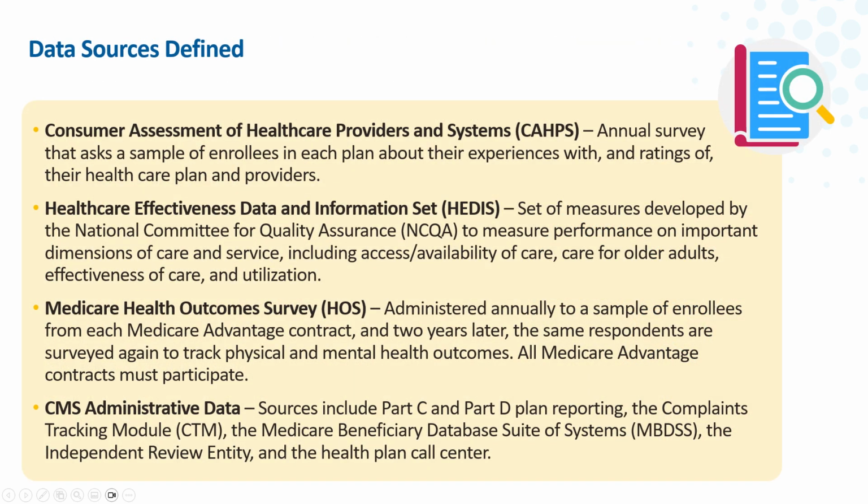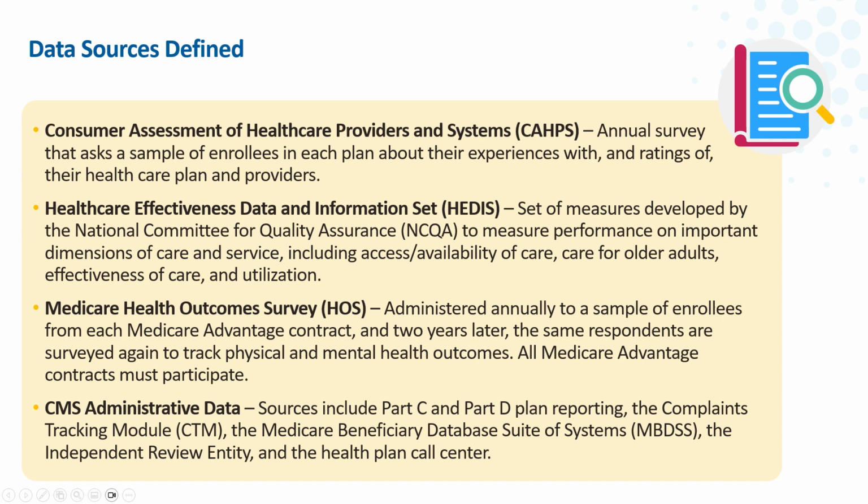Before we shift to reviewing the star rating domains and measures, let's define some of these data sources further. The Consumer Assessment of Healthcare Providers and Systems survey, commonly referred to as CAHPS, is an annual survey that asks a sample of enrollees in each plan about their experiences with and ratings of their healthcare plan and providers. This survey directly asks consumers and patients about aspects of care that they have identified as most important and that they are suited to answer.